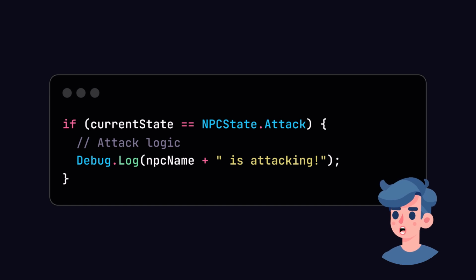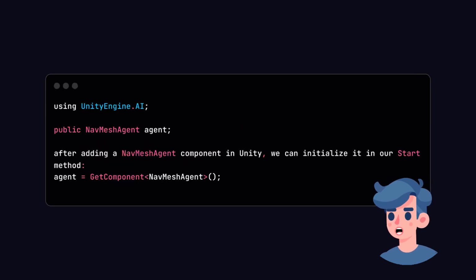We also need to implement the attack state. Here, the NPC will behave differently when the player is close by. Now that we've got our basic FSM in place, let's focus on pathfinding.